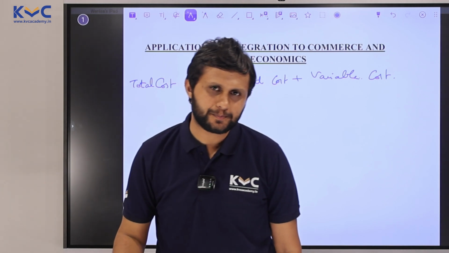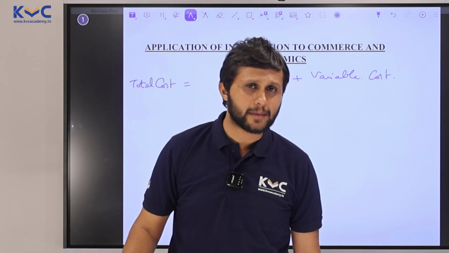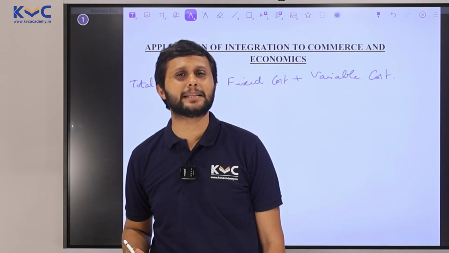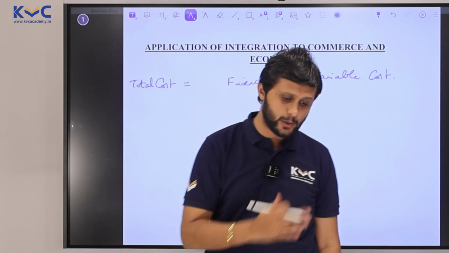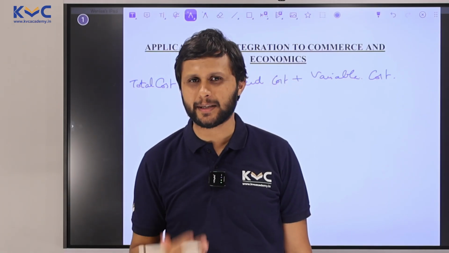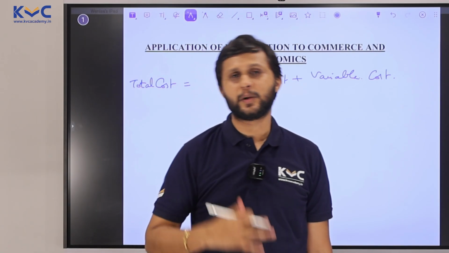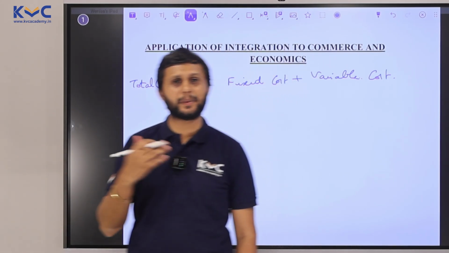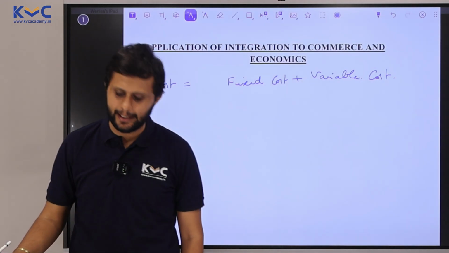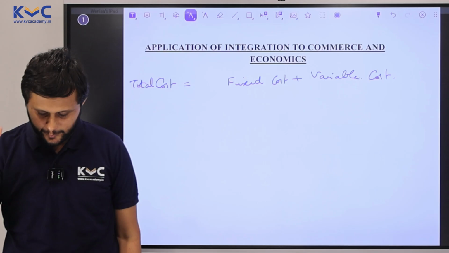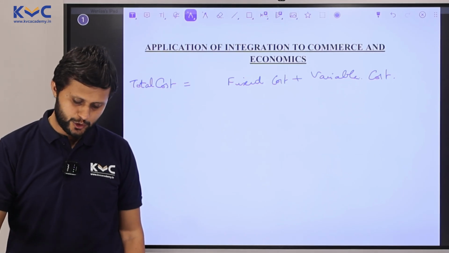Variable cost. What is this now? This cost changes with the level of output. Let's say my variable cost is 3 per unit. So if I produce 1 unit, it becomes 3 into 1. If I produce 2 units, it becomes 3 into 2. If I produce 5 units, it becomes 3 into 5, and so on. Variable cost per unit is the same, but in total it changes. So we need to know this: total cost is equal to fixed cost plus variable cost.